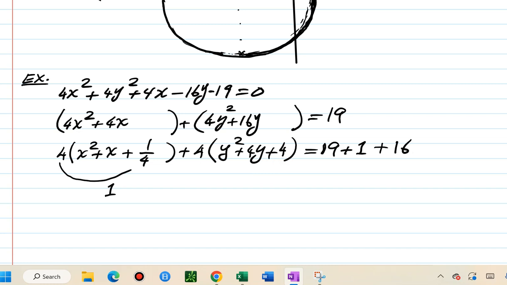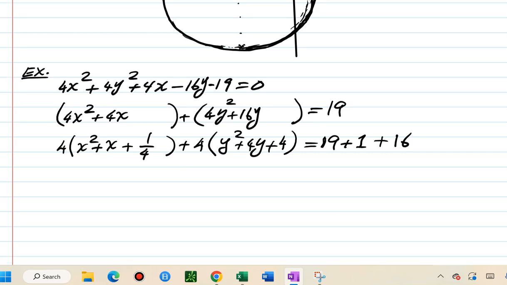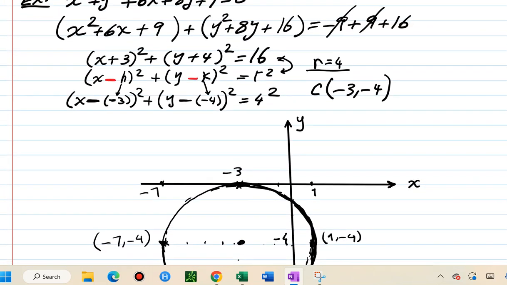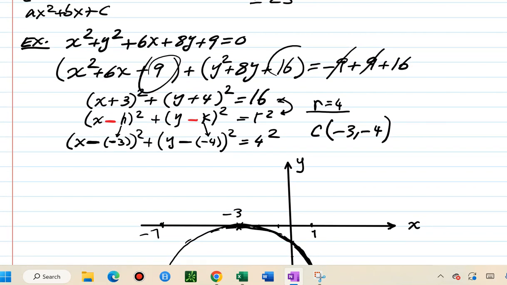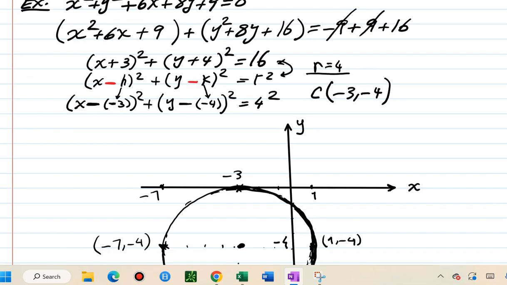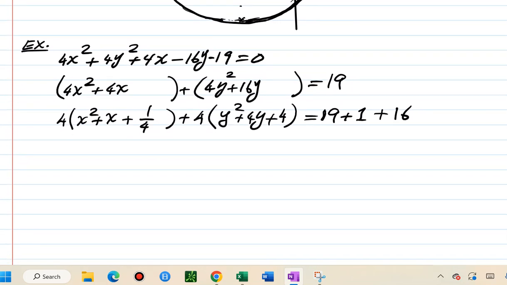So please be careful. Don't add what's in parentheses. Up here, we added 9, we added 16, added 9, added 16. And the reason we didn't have to do that here is because these coefficients on x squared and y squared were 1, see? 1 times 9 and 1 times 16. So for that reason, we didn't have to do what we're doing now in the previous example.